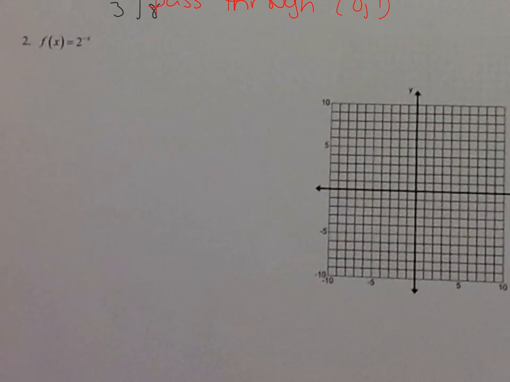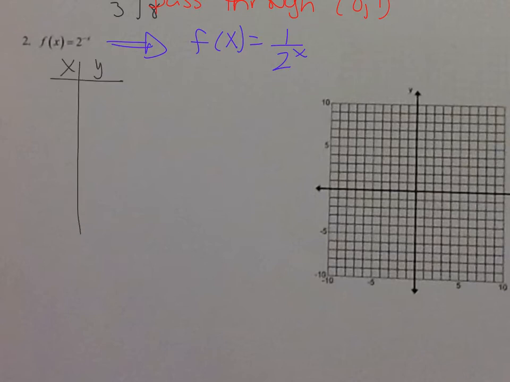Okay, so I have f of x equals 2 to the negative x power. So this is actually f of x equals 1 over 2 to the x power. So let's make a table of values. I'm going to use -3, -2, -1, 0, 1, 2, 3. Plug it in your calculator. We get 8, 4, 2, 1, 1/2, 1/4, and 1/8.